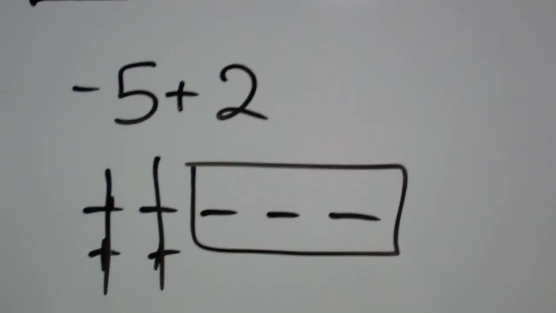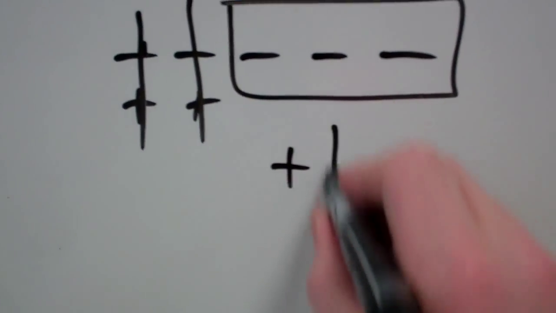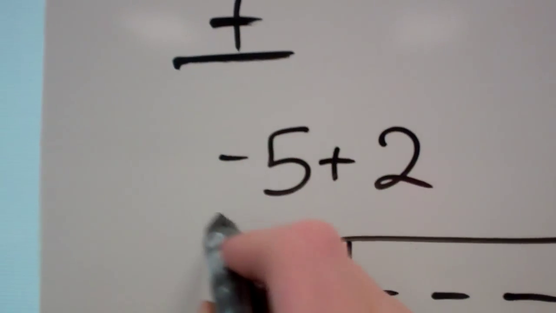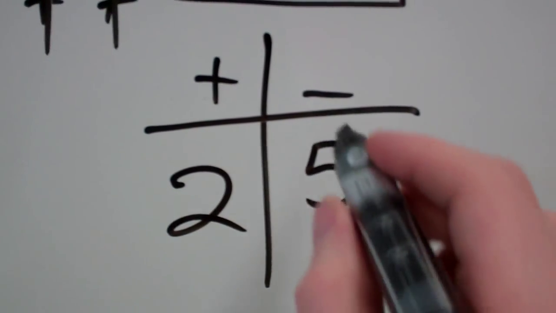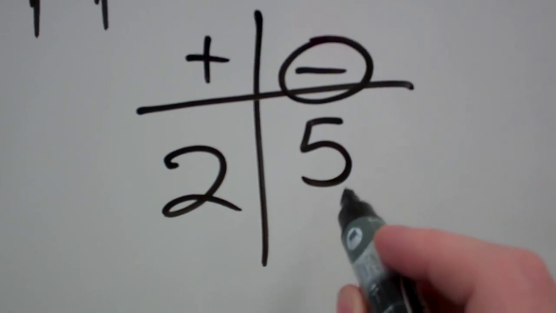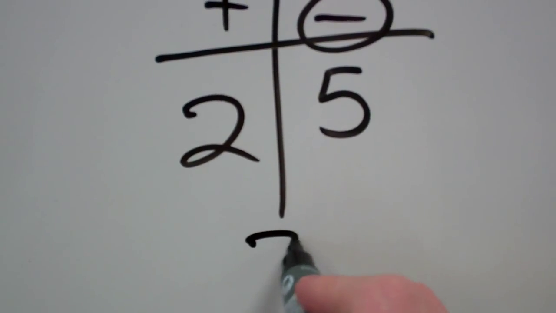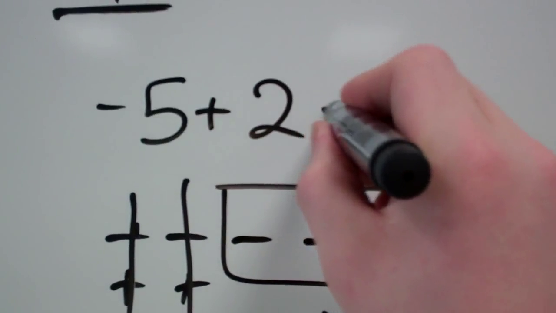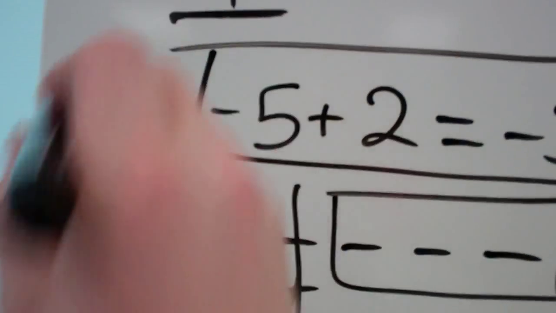We also saw that we could use a scoreboard for this. We could think of this as like a positive team versus a negative team. They're going to play some game, and the negative team got the 5 points. The positive team got the 2 points. So that means that the negative team obviously won, and it turns out that they won by 3 points. 5 take away 2, they won by 3. So your answer would be -3. That's how we do addition problems.